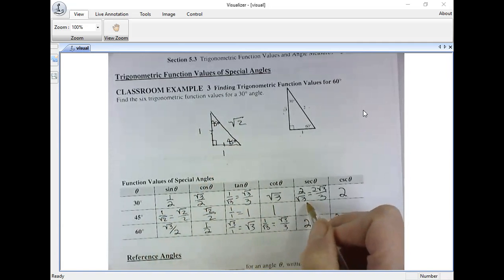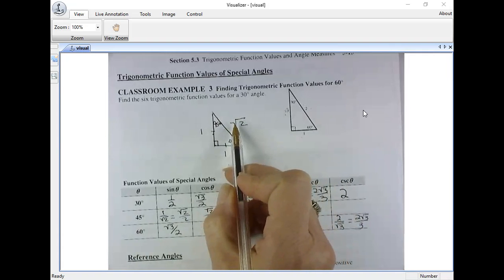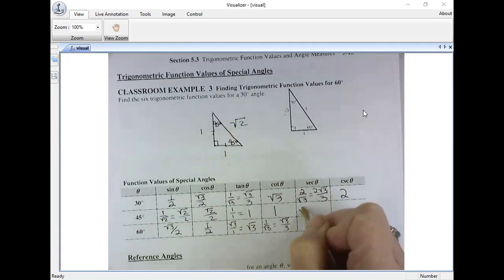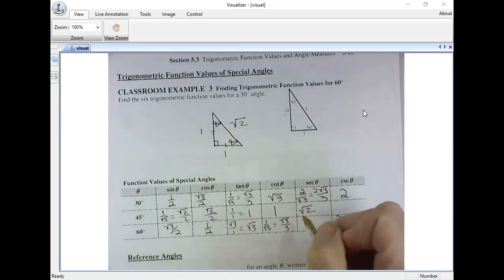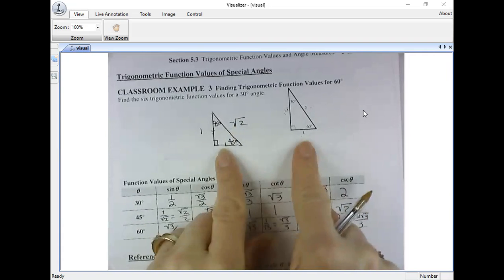Now, what would be my secant? My secant is hypotenuse over adjacent. So it's just going to be square root of 2, isn't it? Instead of 1 over square root of 2, it's going to be square root of 2 over 1. And same thing for the cosecant. All right, so those are going to be really important. You need to know these 2 triangles.